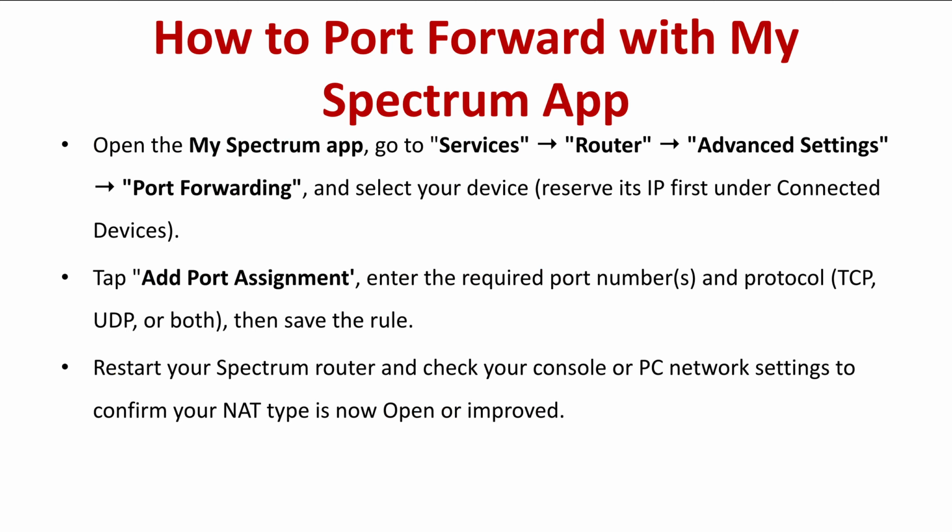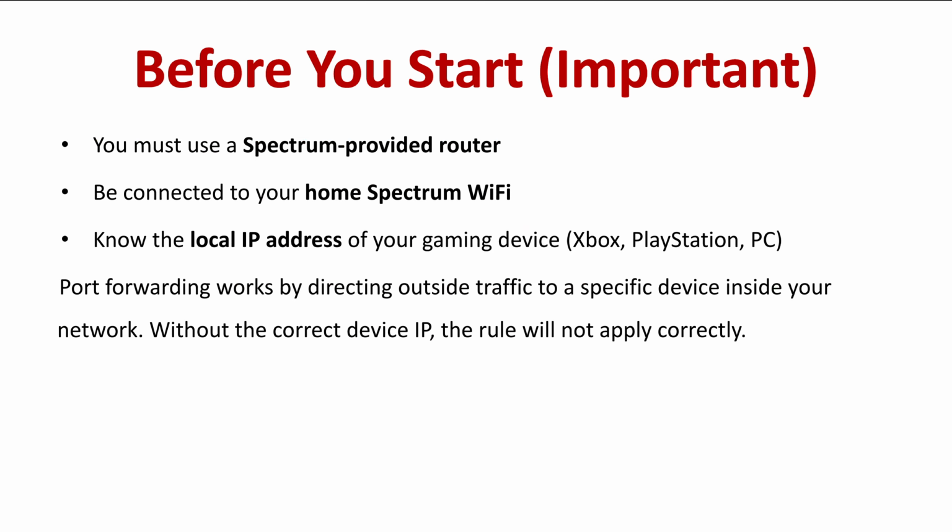Reserve its IP first under connected devices. Then tap add port assignment, enter the required port number and protocol, then save the rule. Third one is restart your Spectrum router and check your console or PC network settings to confirm your NAT type is now open or improved.